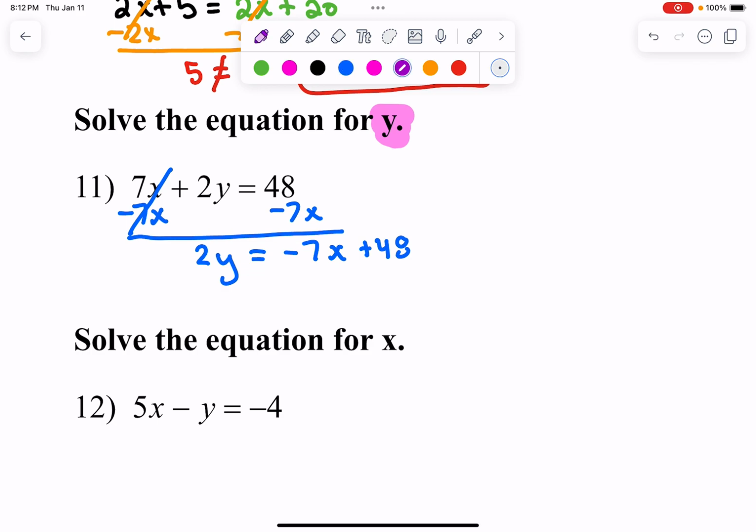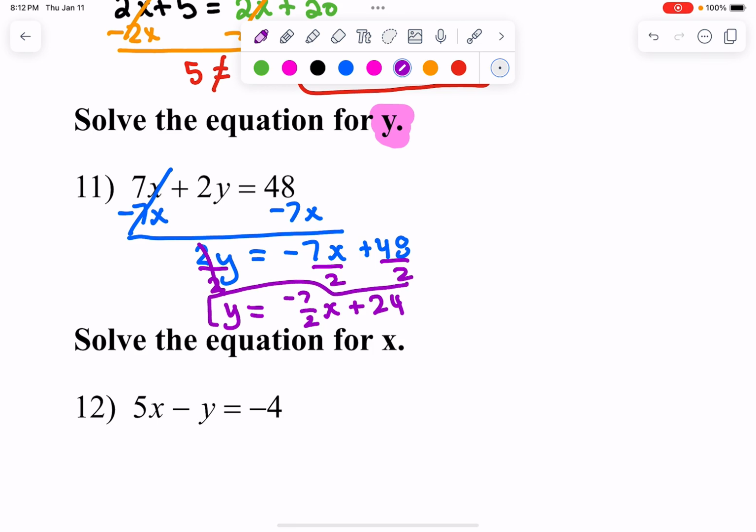And then I can divide everything by 2. And I get my y is equal to negative 7 halves x plus 24. And so it's solve for y.